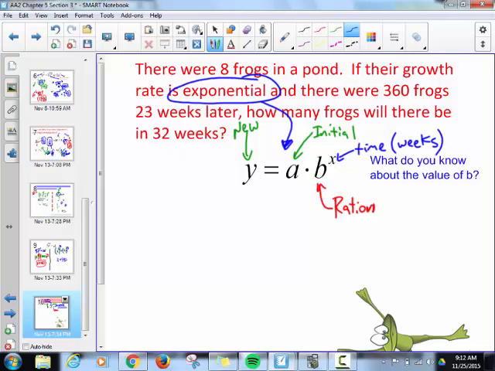So what should I plug in? Well, I know in 23 weeks, that would be my x. It started at 8, so this would be my a. And it went to 360, so that would be my new value, the y. So I'm going to plug those values in. So 360 for y equals 8, my initial, times b, which we don't know. We don't know the common ratio. And to the 23rd power.